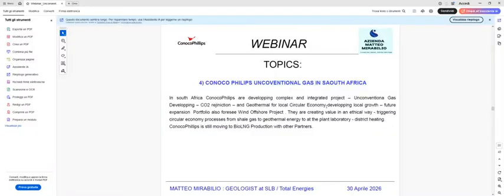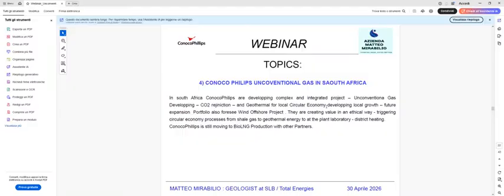So the portfolio is really in growth. We are creating value in an ethical way, triggering the circular economy process from shale gas to hydrogen and geothermal energy. And we have created a plant laboratory in this case.